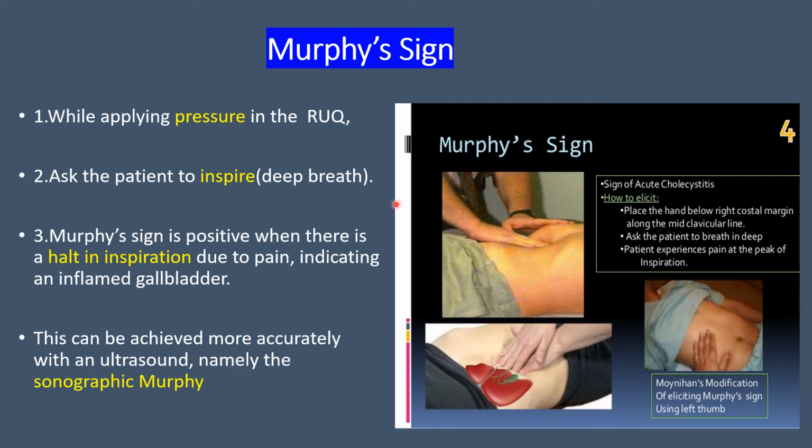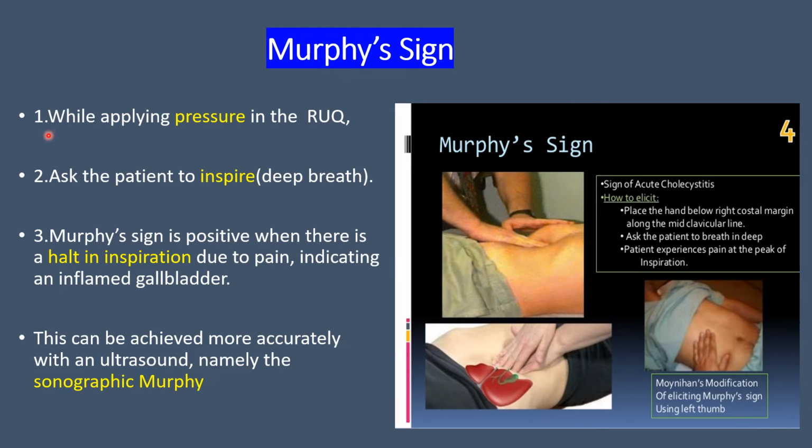As for the physical sign, it is very important to elicit or check for the Murphy sign. How do we do it? These diagrams in the pictures here will show you a number of ways of eliciting the Murphy sign. But the most commonly used is the one palpating with your right palm.